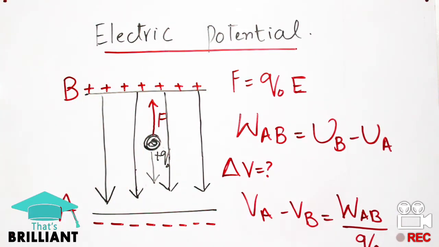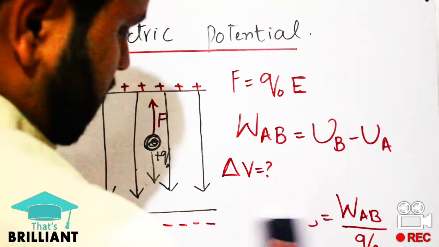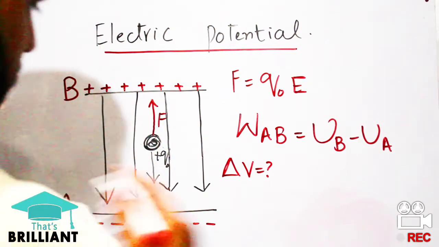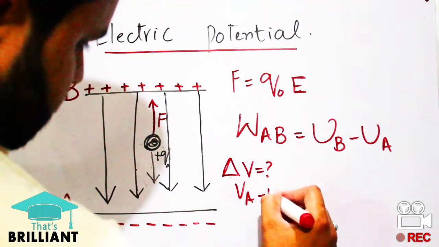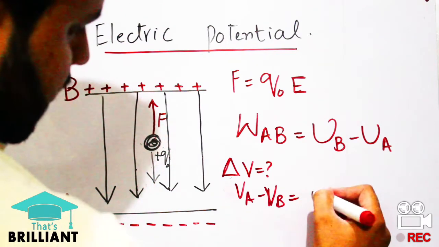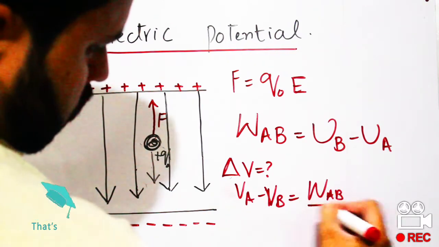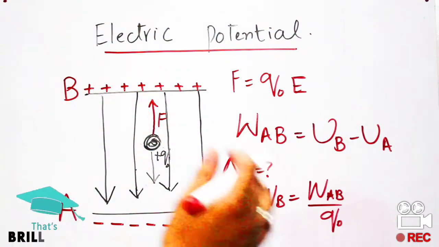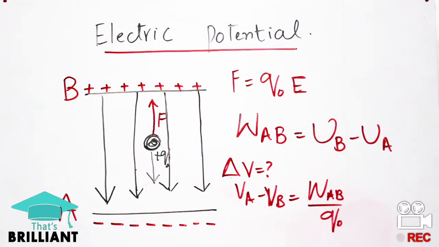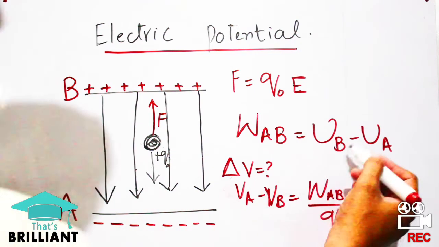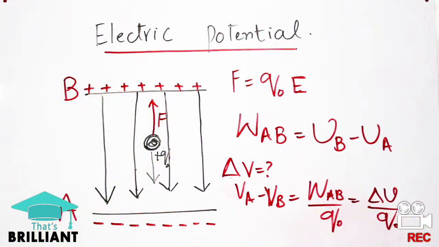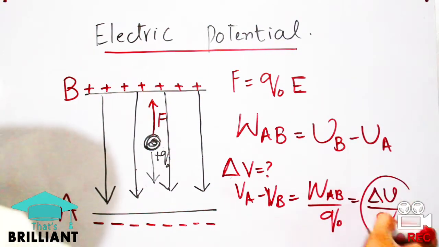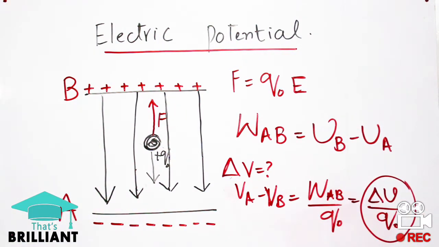So VA minus VB is equal to work done from point A to point B over Q naught. So this is an expression for change in potential between these two parallel plates when a point charge is placed between them. And naturally this positive point charge will move downward towards the negative plate, but our purpose is to find its potential energy or its potential. So this potential will be in the form of work done when we apply some force. In order to move this point charge towards the positive plate, we will need to apply some force, or we will need to do some work.